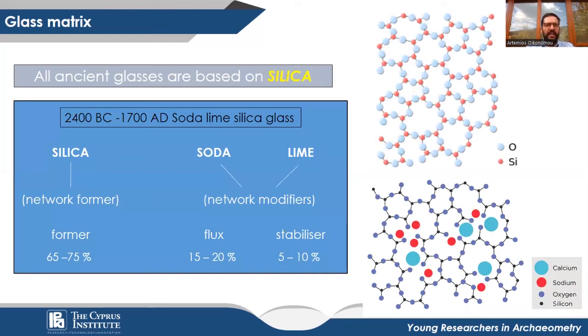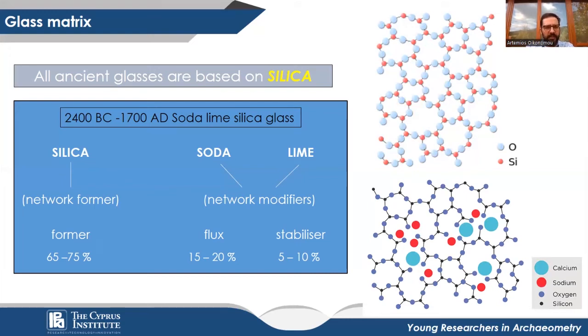Let's see a few technological characteristics of glass. All ancient glasses are based on silica. The majority of them belong to the so-called general category of soda-lime silica glass, or else SLS glass, meaning that three basic components form the glass. Silica is the network former, that is the basic substance that can be formed into glass, while soda and lime are called network modifiers because they can alter, let's say, the network in the desired form.